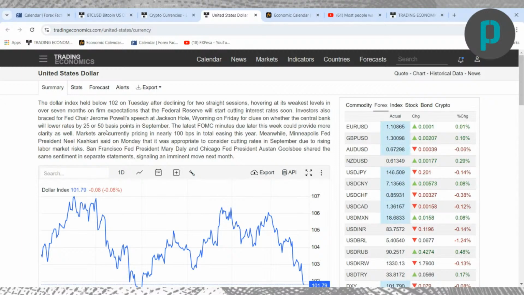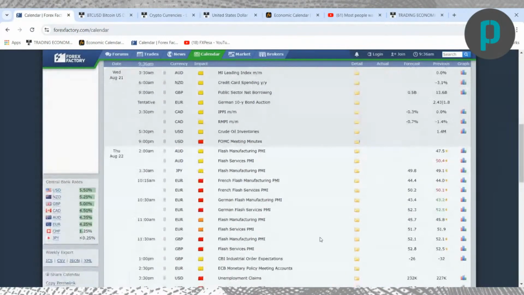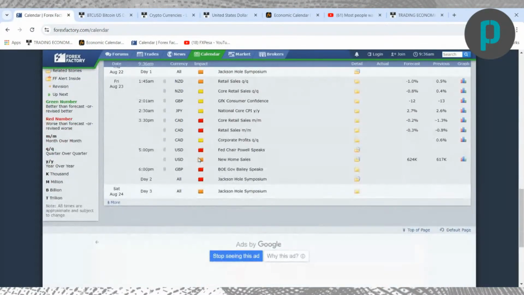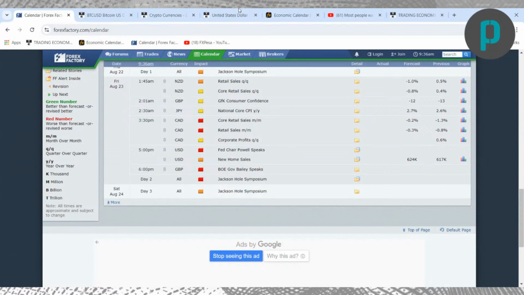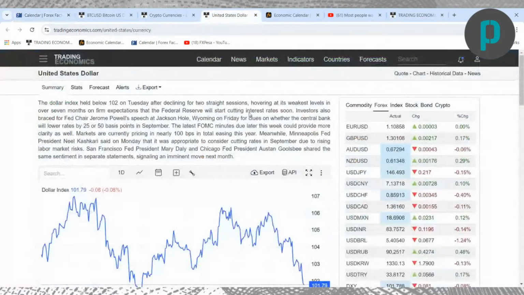So this is that meeting that I've just talked about. This meeting will lay the groundwork, right? And we'll have a lot of conversation around it later. Maybe next week we'll see what the impact of this Jackson Hole Symposium will be like. So the dollar is still weak.